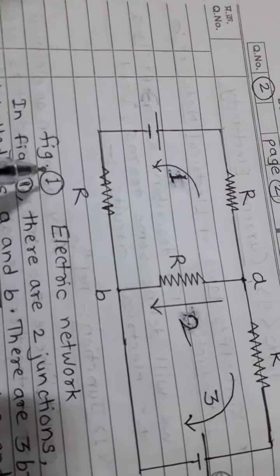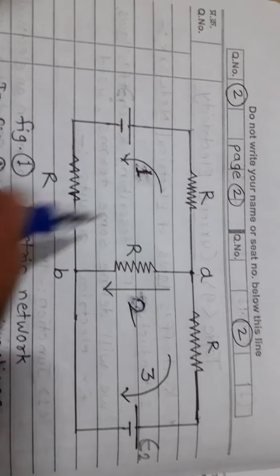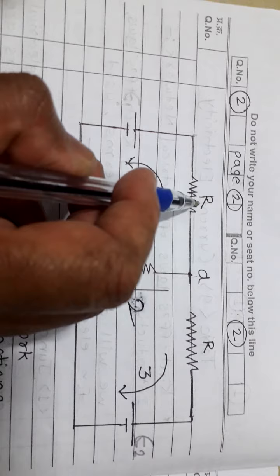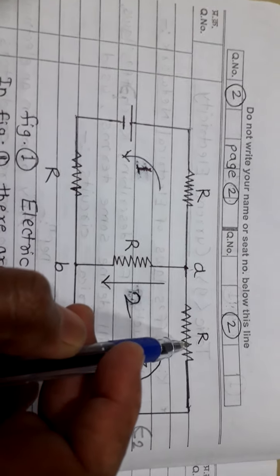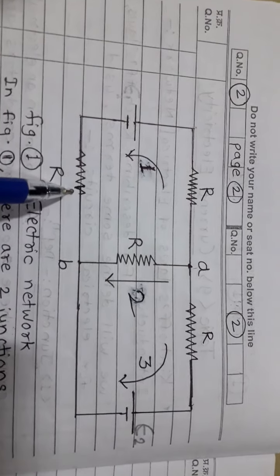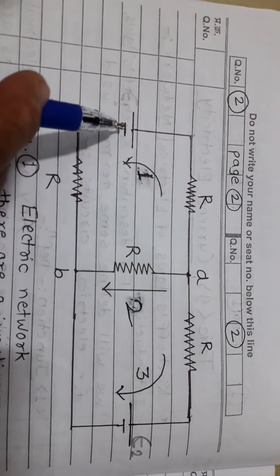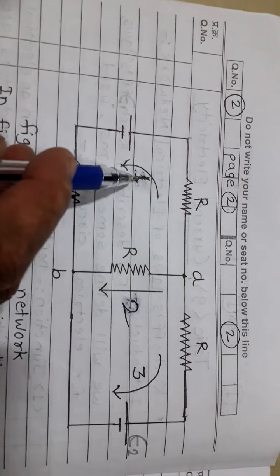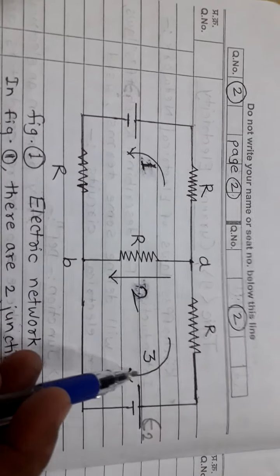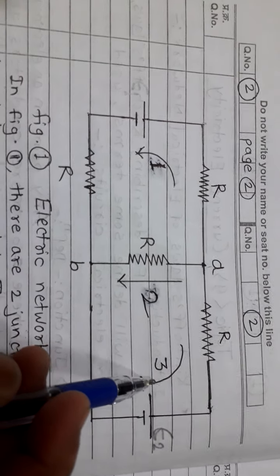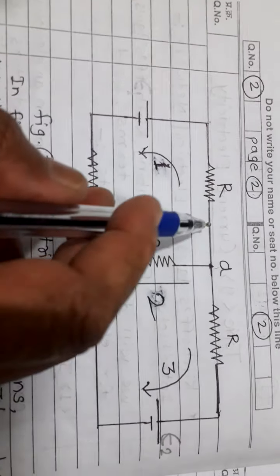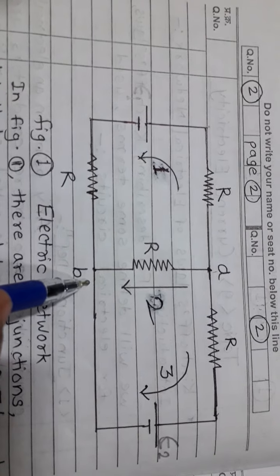Now see this figure, electric network. Now see here, this is the resistance, this is also resistance, this is also resistance. See here cell, see here 1, 2 and 3, these are different three paths. Small a and small b are the two junctions.